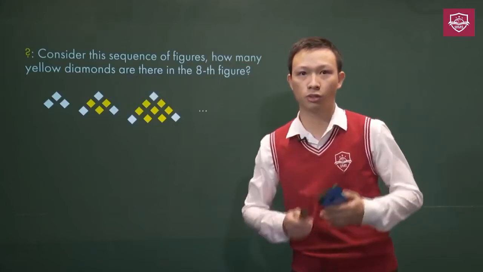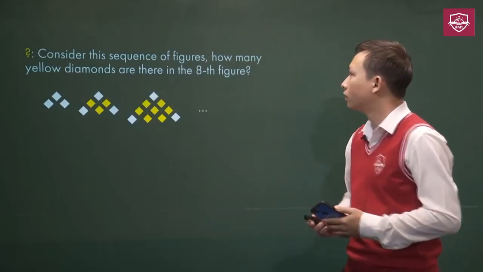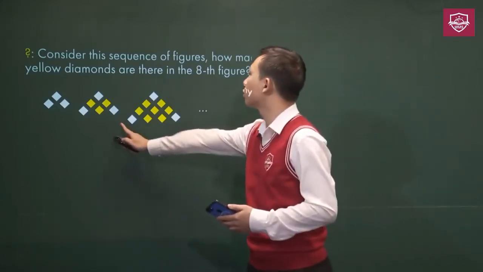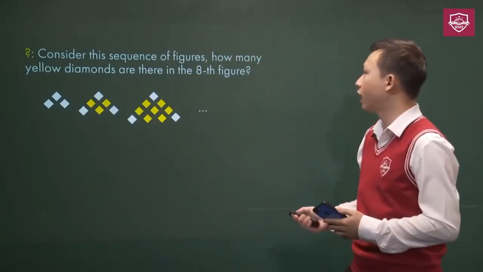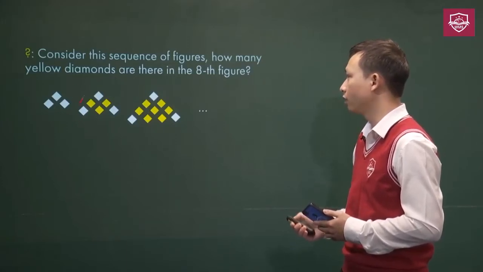Now I have a more difficult problem that applies the triangular numbers. Here we consider this sequence of figures. How many yellow diamonds are there in the 8th figure? Can you recognize the pattern here of the figures?